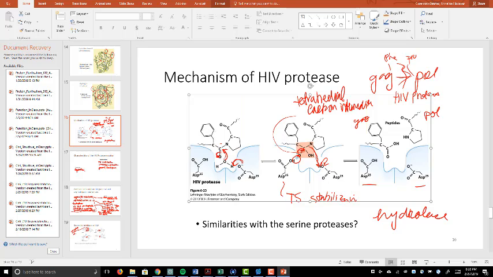And then this aspartate 25 on the left is basically acting like an oxyanion hole because it's hydrogen bonding with the O-. So there's something about the conformation of the tetrahedral carbon intermediate that puts the O- in line with the aspartate 25 on the left-hand side so it can hydrogen bond. That would be another example, I would say, of transition state stabilization.